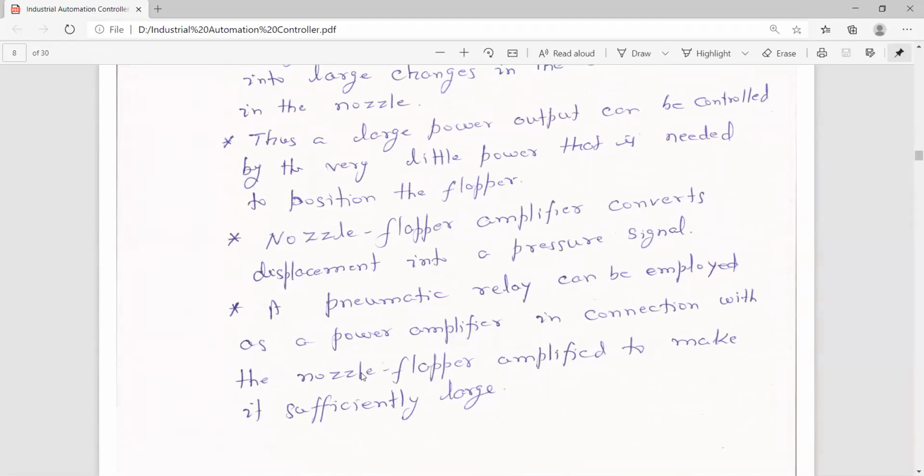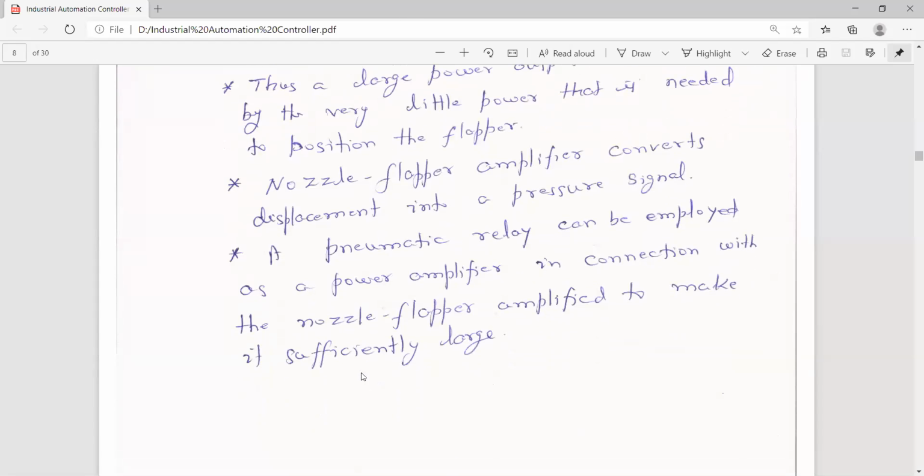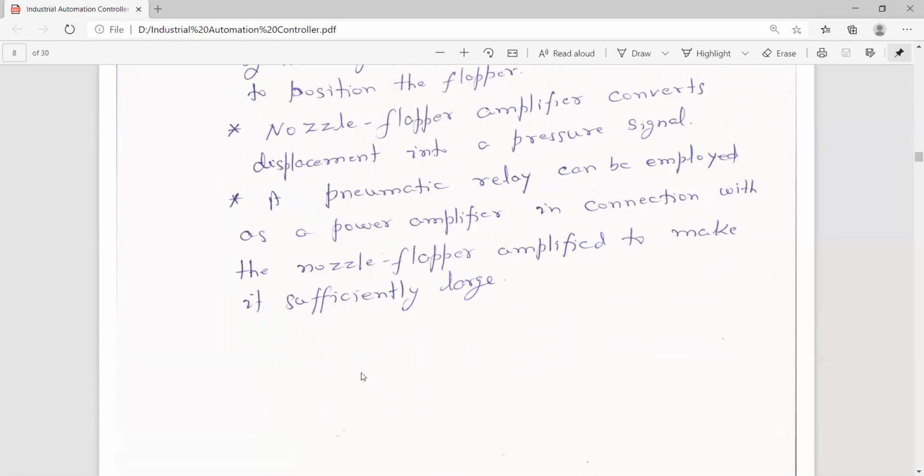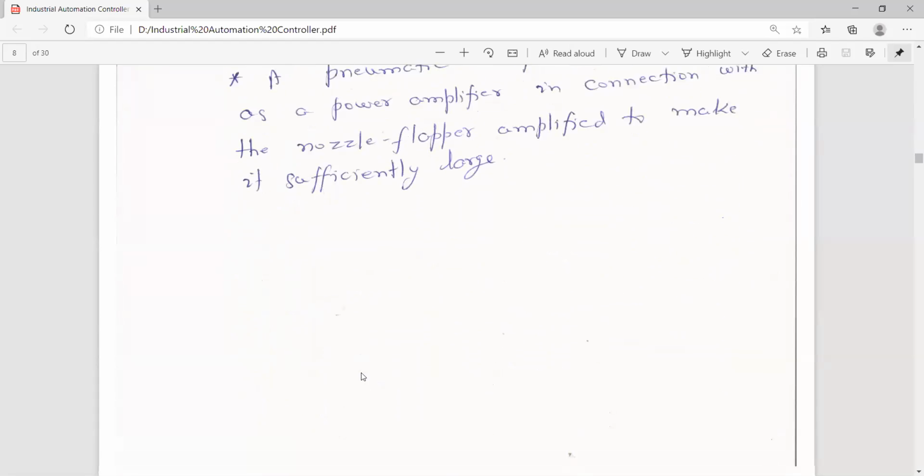So here the nozzle flapper amplifier converts displacement, because the input is moving the flapper, that is the displacement. So displacement is the input and the output is the back pressure. In this way, the concept of amplification is used. Again, in this case, if we want to amplify further, we can use a pneumatic relay as a power amplifier in connection with the nozzle flapper amplifier to make the output sufficiently large.